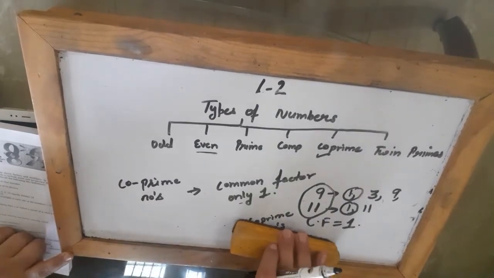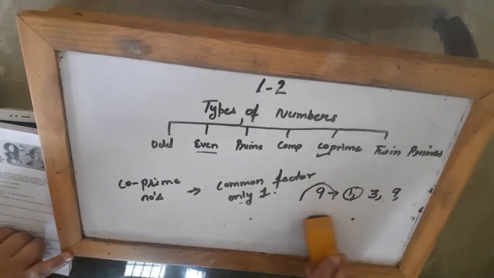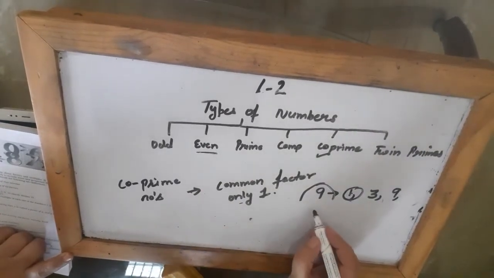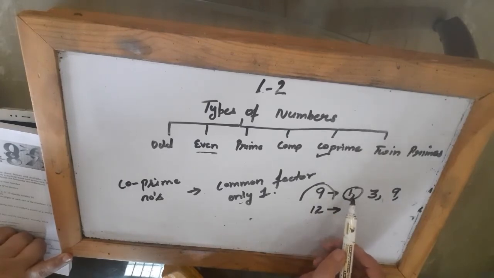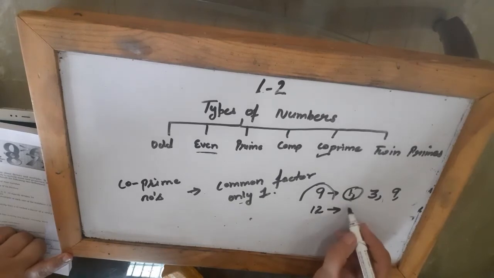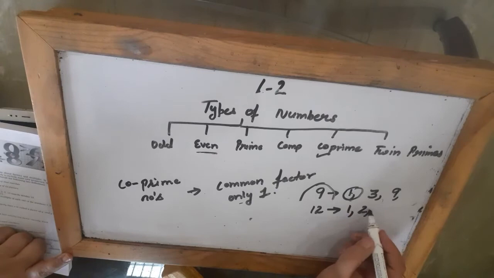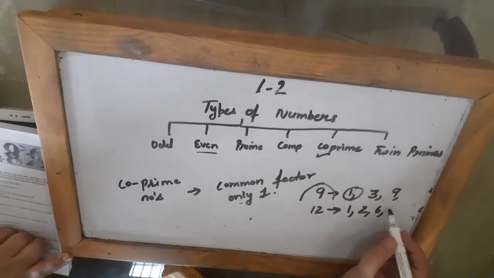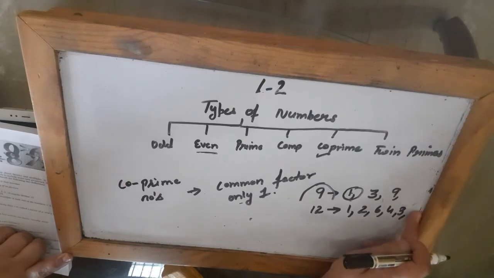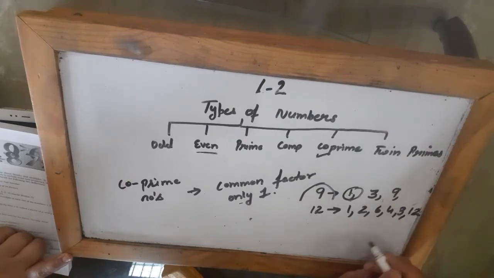Now let me take the example of 12 here. Instead of 9, let me take the example of 12. 9 and 12. So what are the factors of 9? 1, 3 and 9. And what are the factors of 12? 12 goes on the table of 1, 12 goes on the table of 2, 2 6s are 12, then 12 goes on the table of 4 also. 4 3s is 12, and 12 also is a factor of 12.